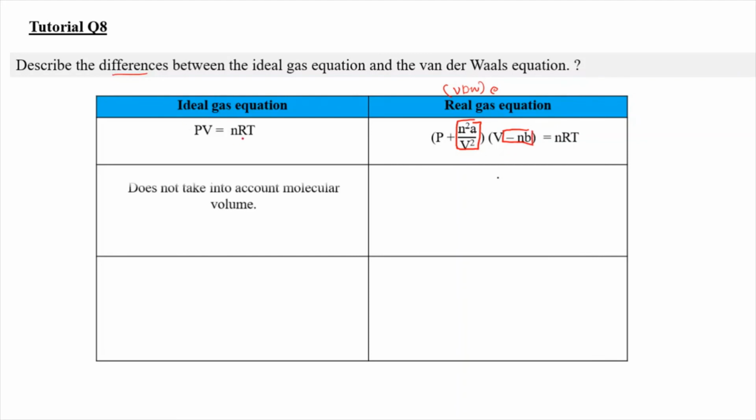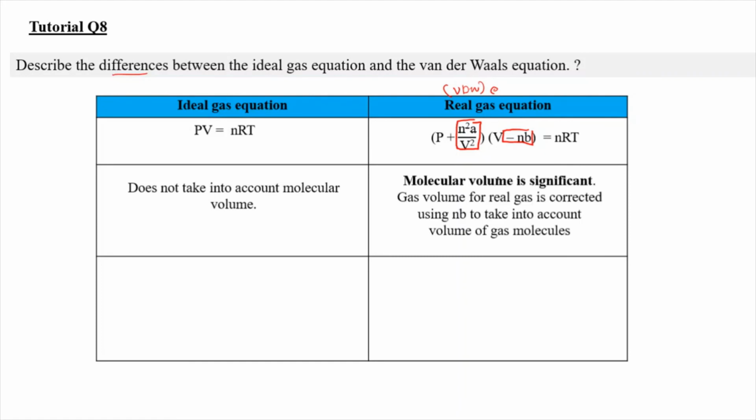In the ideal gas equation, we ignore the molecular volume of the gas because we have stated that the volume of the gas is very, very small and not significant. As a result, we just assume that it is negligible. However, in the real gas equation, the molecular volume is significant. As a result, the gas volume for the real gas is corrected using the nb term, in order to take into account the volume of the gas molecules. This is needed so that we can get the effective volume of the container, because the effective volume is equal to the volume of the container minus the volume of the molecules.